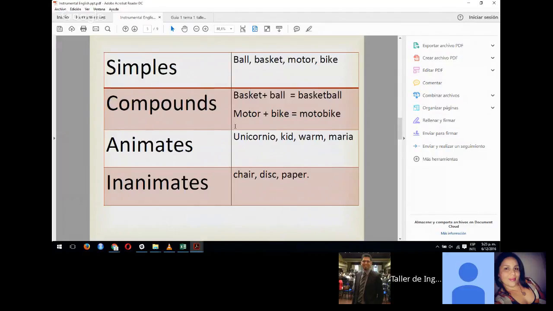Animate. A noun is animate when it has life. Only human beings are animate. Unicorn, kid, Maria, any human beings are animate. A noun is inanimate when it doesn't have life, for example, chair, piece, paper, car, computer, okay?